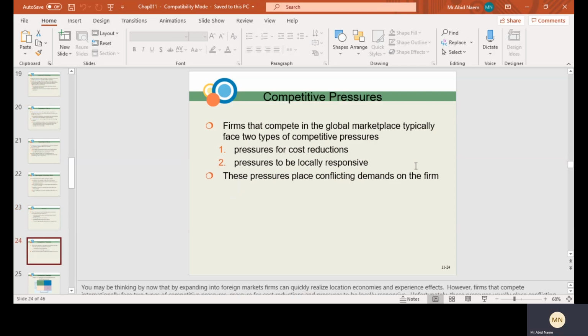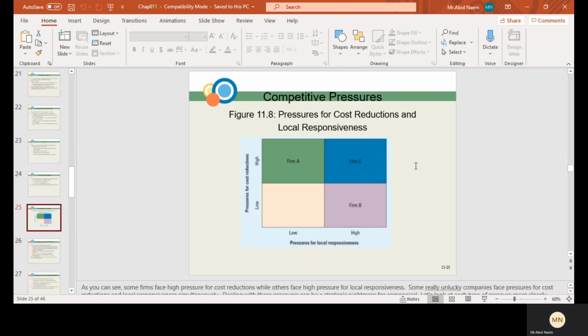Competitive pressure: firms that compete in the global marketplace typically face two types of competitive pressures. Pressures for cost reduction and pressure to be locally responsive, which can place conflicting demands on the firm. Now, competitive pressure: one is cost reduction and the second one is local responsiveness.